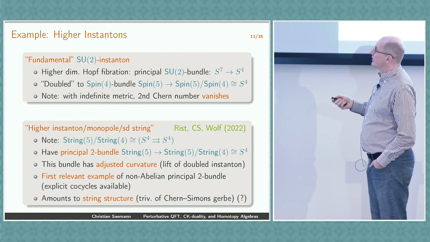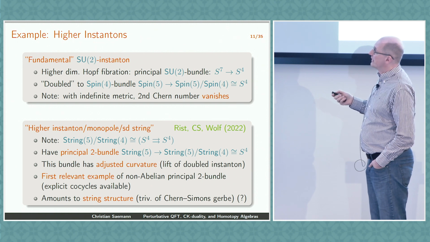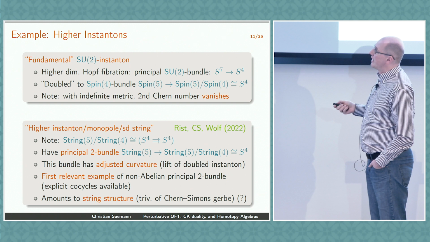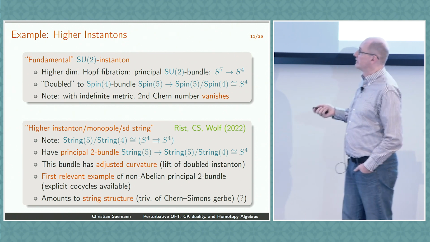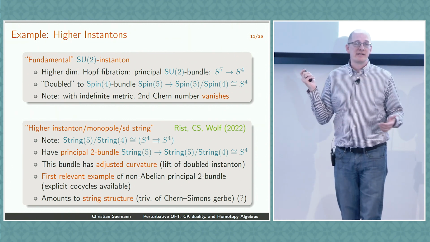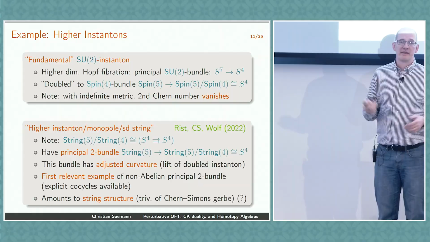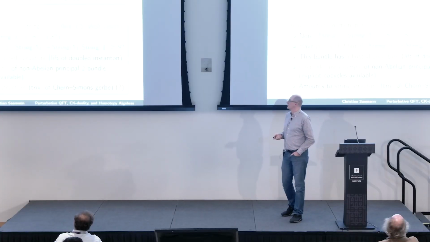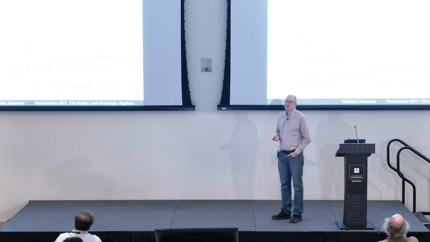And so therefore you can lift this to a string bundle. And so that's just you regard S4 as String(5) over String(4). And then you have a natural String(4) bundle living over it, right? So it's a non-abelian gerbe. And if you work out all the co-cycles, they're indeed of this adjusted type, right? So the curvature is not vanishing, and the fake curvature is not vanishing, but it satisfies this adjusted co-cycle condition that you get if you modify the structure.